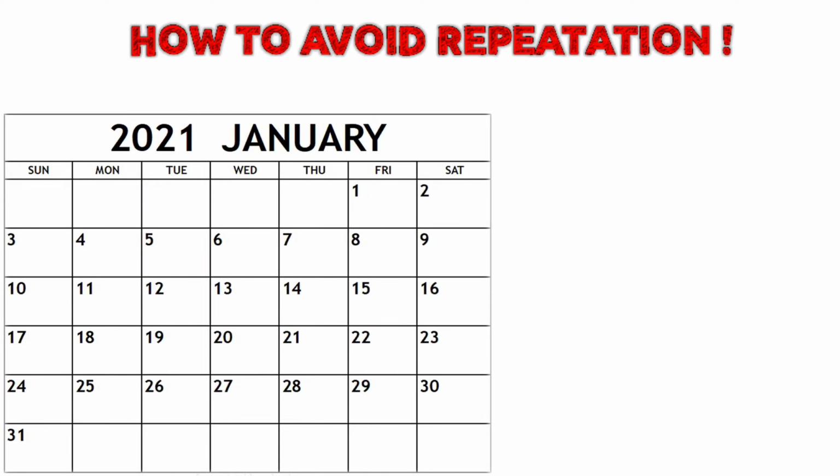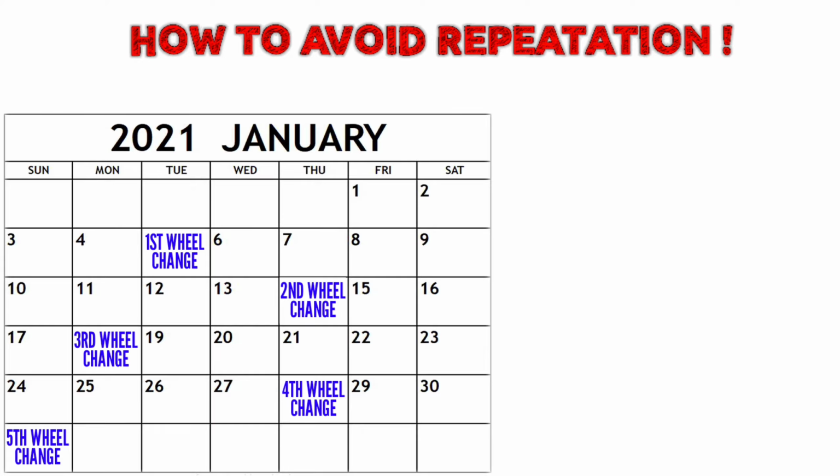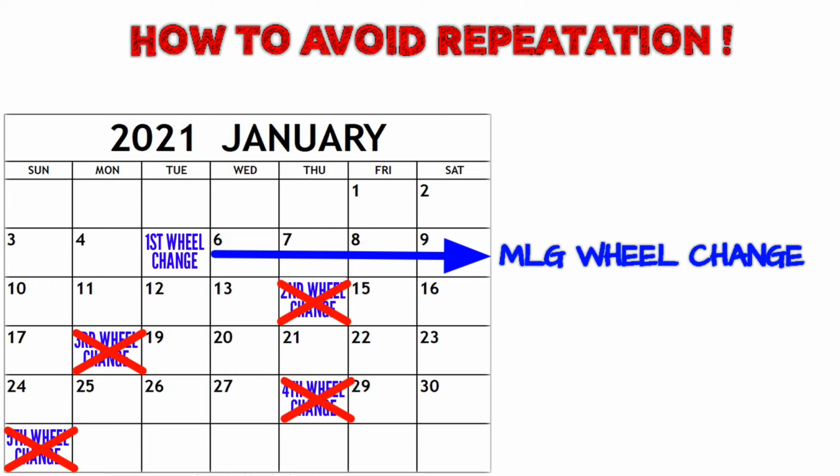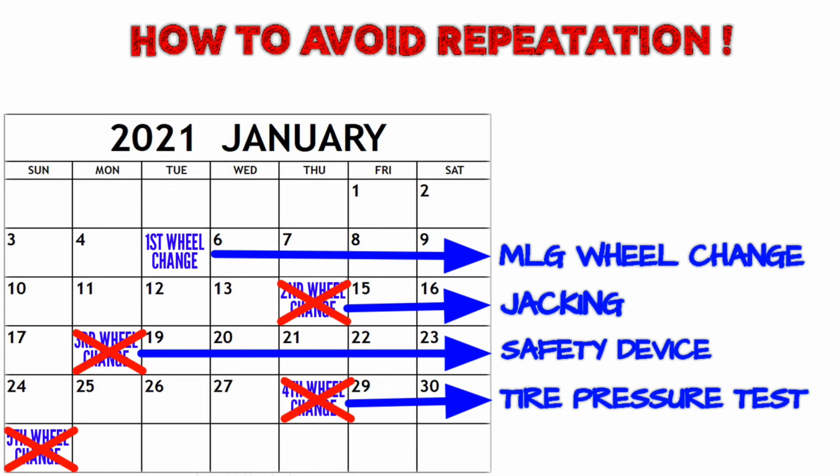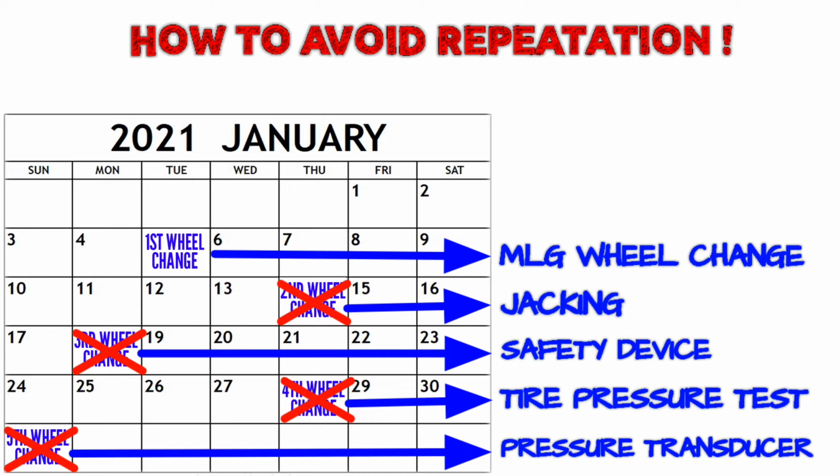Now suppose you did 4 times main landing gear wheel replacement. So rather than writing the same entry 4 times, and to avoid repetition, you can write a separate subtask each time you do the main task. Like first time you can write main wheel replacement, second time you can write jacking, third time you can write installation of safety device, fourth time you can write functional test of tire pressure and so on.